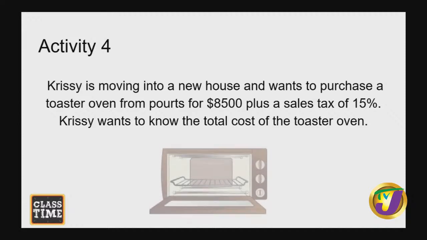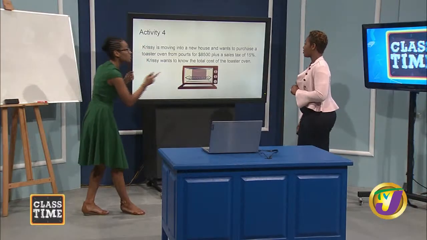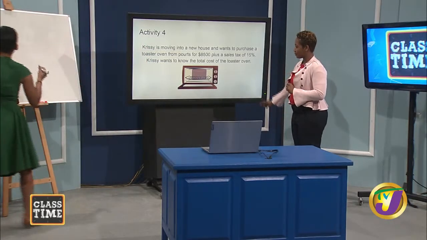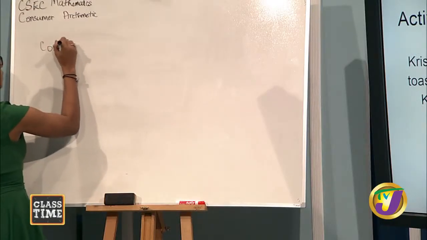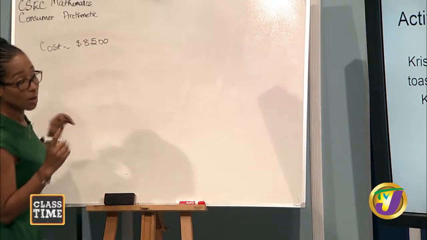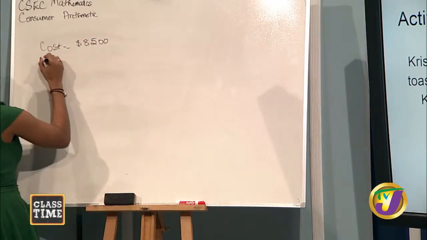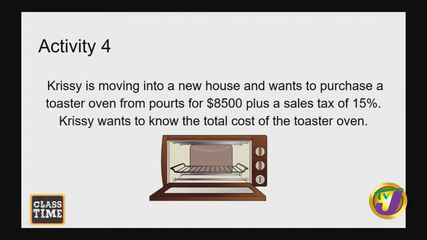So remember now, $8,500. But there's a but. There's a sales tax, plus the 15% sales tax. Good. So we know that the cost of the oven is $8,500, and our sales tax is 15% of that $8,500. So now we need to find what is the sales tax of the toaster oven.